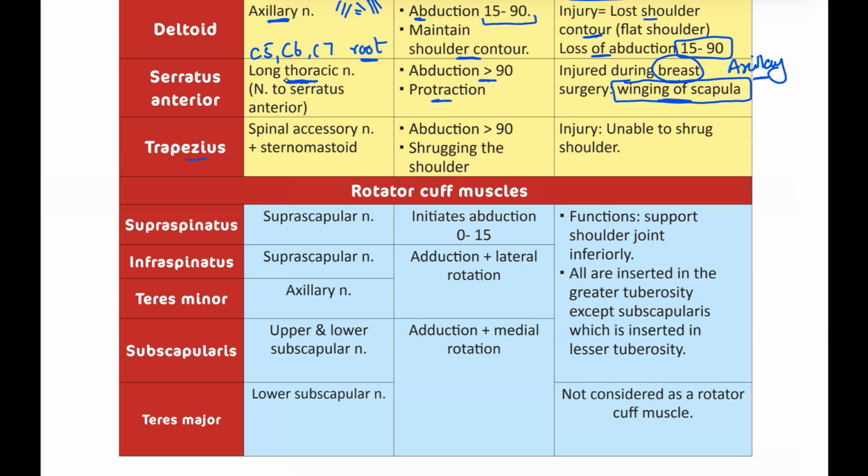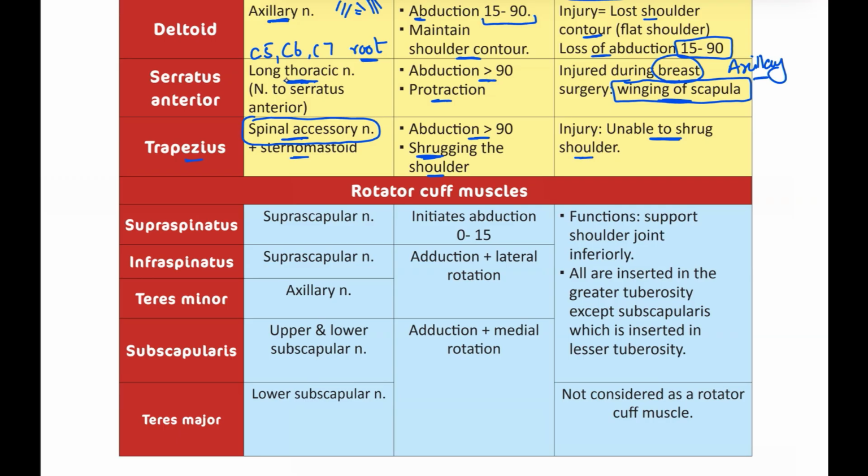Now trapezius, it is supplied by the spinal accessory nerve, and spinal accessory nerve also supplies sternocleidomastoid as well. So trapezius again is responsible for abduction of more than 90, and it is going to cause the shrugging of this shoulder joint. And if there is an injury, then it will be unable to shrug. The patient will be unable to shrug their shoulder.